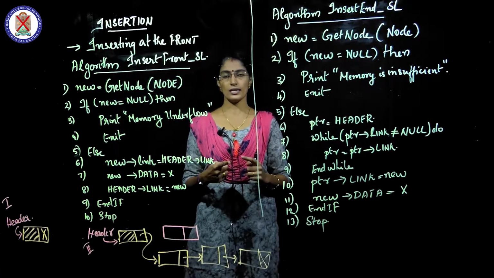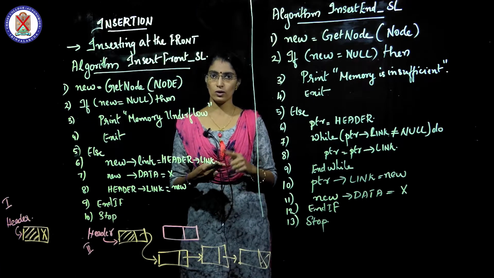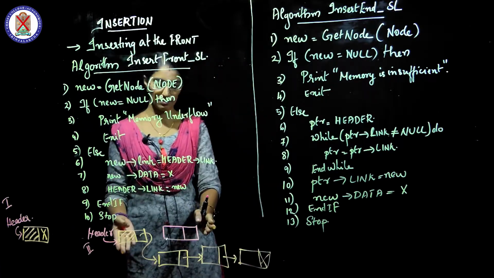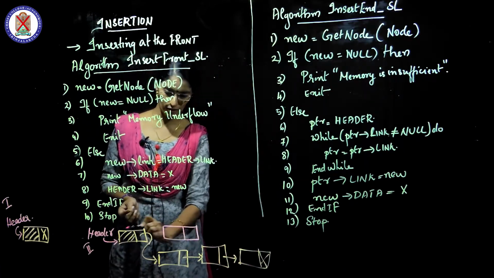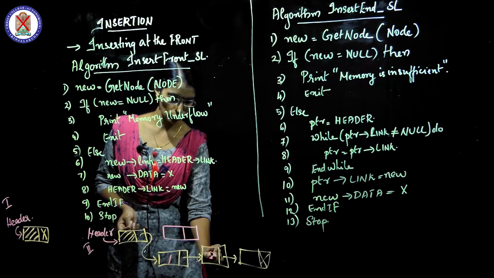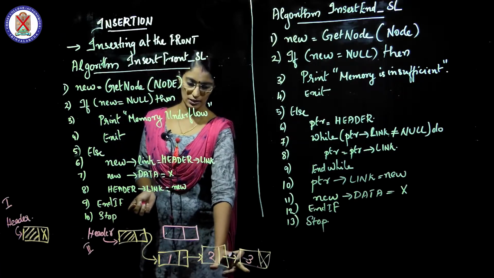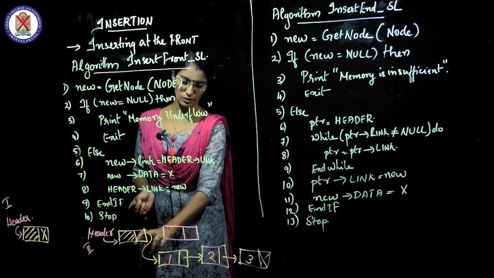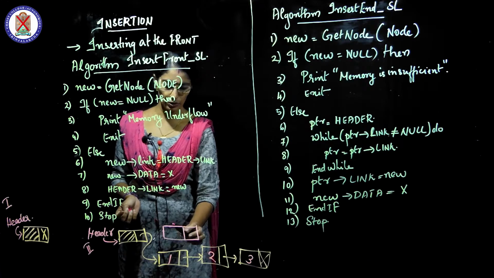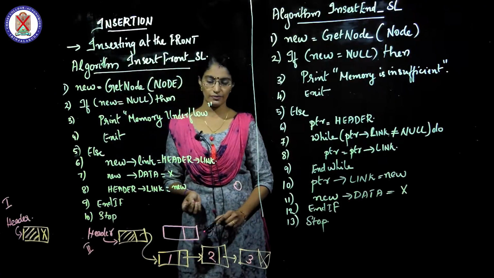Suppose we are inserting as a new linked list, or we will be inserting in the front of an already existing linked list. So what happens? We can take a diagrammatic view first. Suppose we have an already existing linked list, and we have 1, 2, 3, a 3-node linked list. So what does happen if you want to insert at the front of this linked list, and suppose we have a data 0 to be inserted in the front.